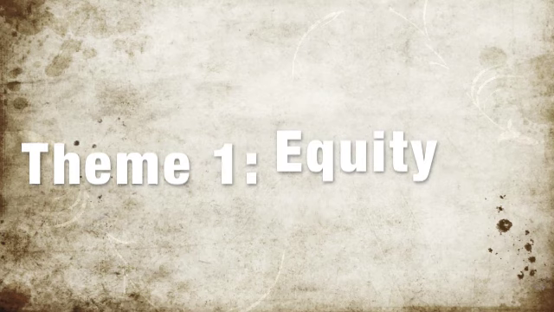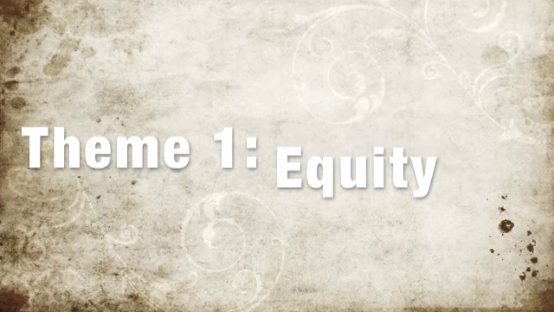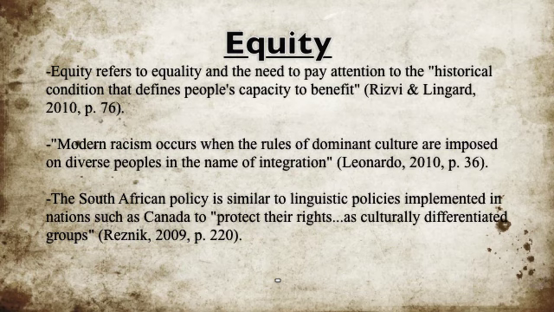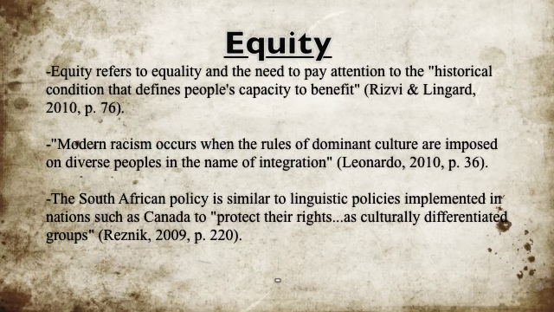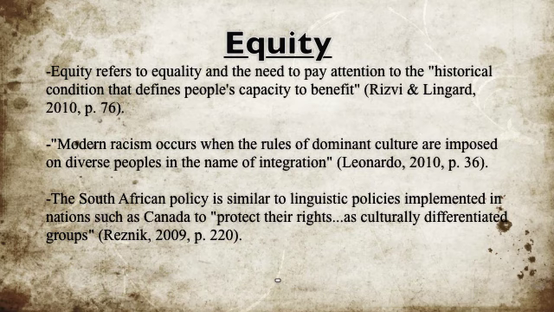The first theme we looked at was equity. In this policy, equity refers to the equality and the need to pay attention to the historical conditions that define people's capacity to benefit. According to Leonardo, modern racism occurs when the rules of the dominant culture are imposed on diverse peoples in the name of integration.